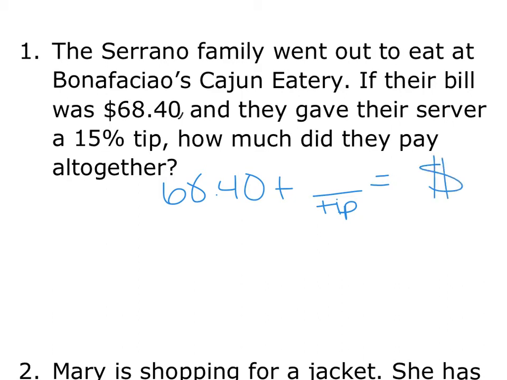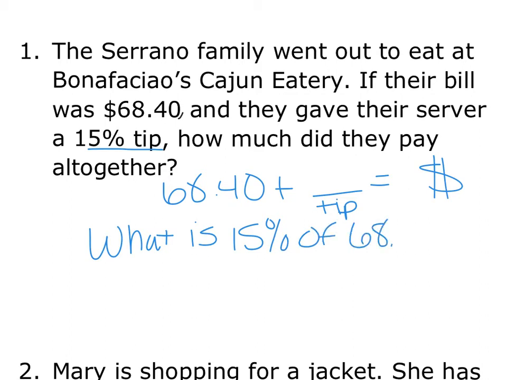And right now, we know they're paying a 15% tip, but we need to know what that is as a dollar amount. So we need to ask ourselves the question, what is 15% of their bill, or 15% of the $68.40? And we know how to do that. We're going to take 15% and turn it into a decimal. We're going to change the word of into multiplication, and 68.40 is already a number. And so we're good to go.